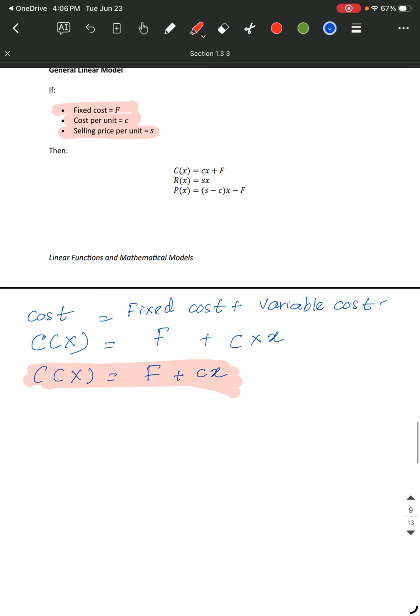Okay, then let's go for the revenue function. The revenue function R of X should be the total money we earned by selling those X units. Selling price per unit is S times number of units X, so R of X equals SX.